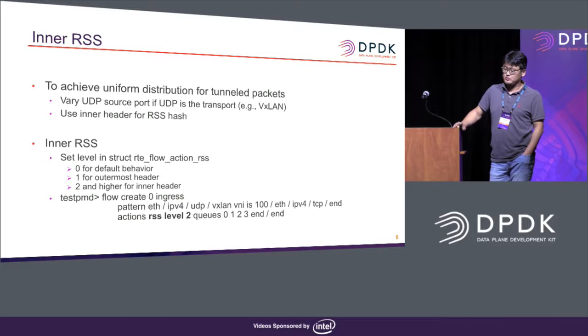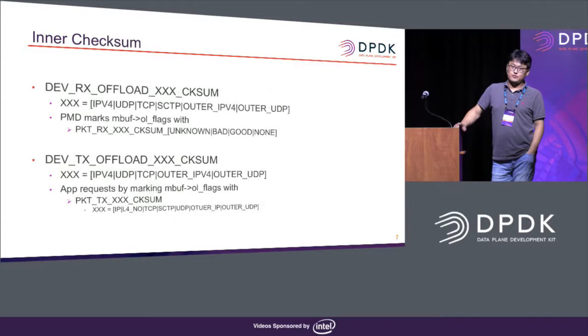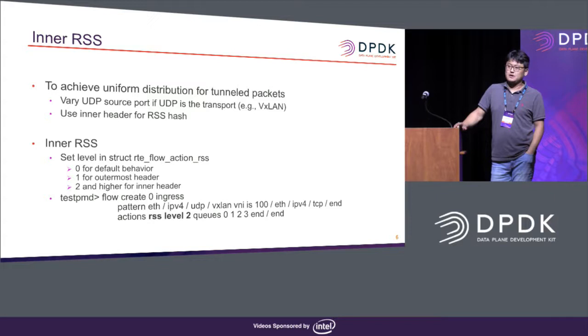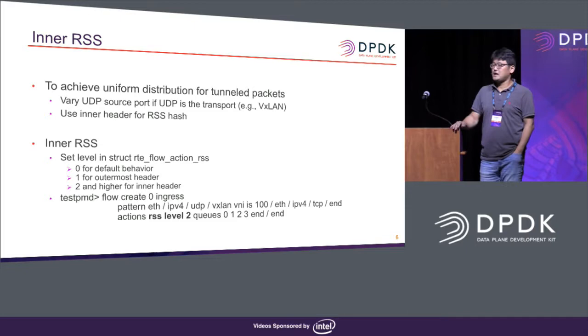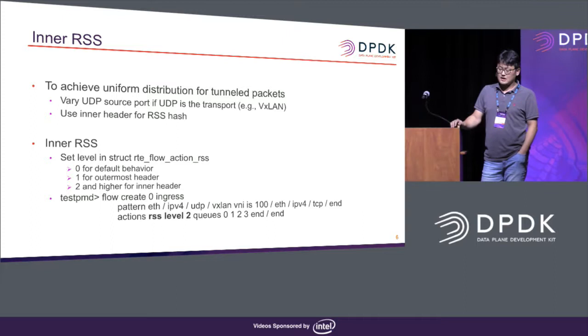But if the tunnel is an L3 tunnel, for example GRE, then of course we can use the outer IP header for the RSS hash, but sometimes in the overlay network the outer IP headers are identical, and that will be a problem. In that case, people can use the inner header for the RSS hash. Yeah, that's one thing you can do. How to configure that?